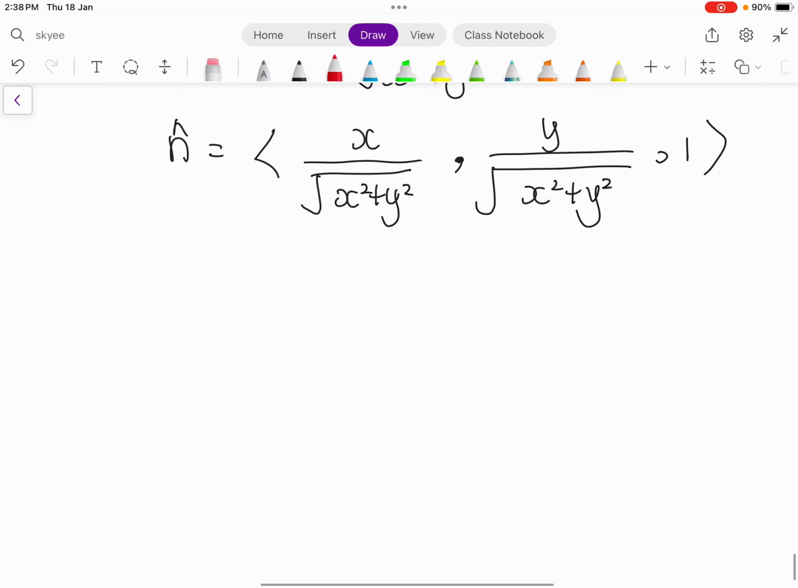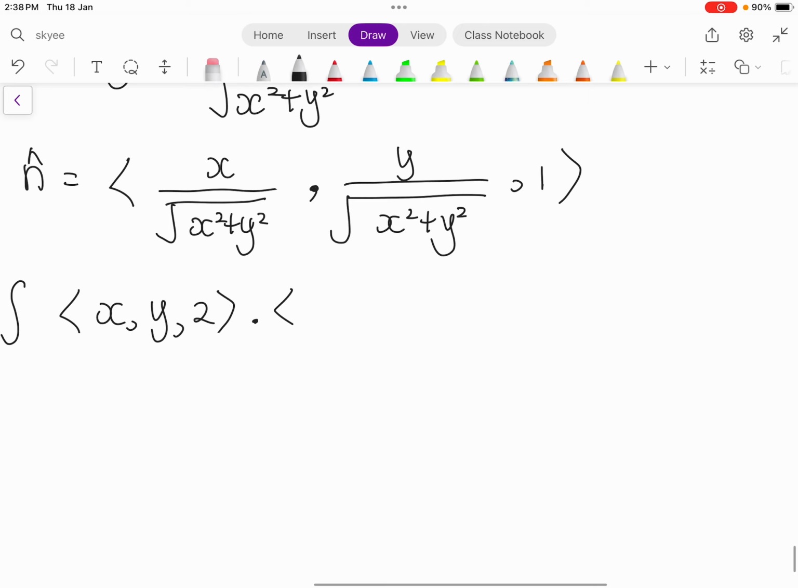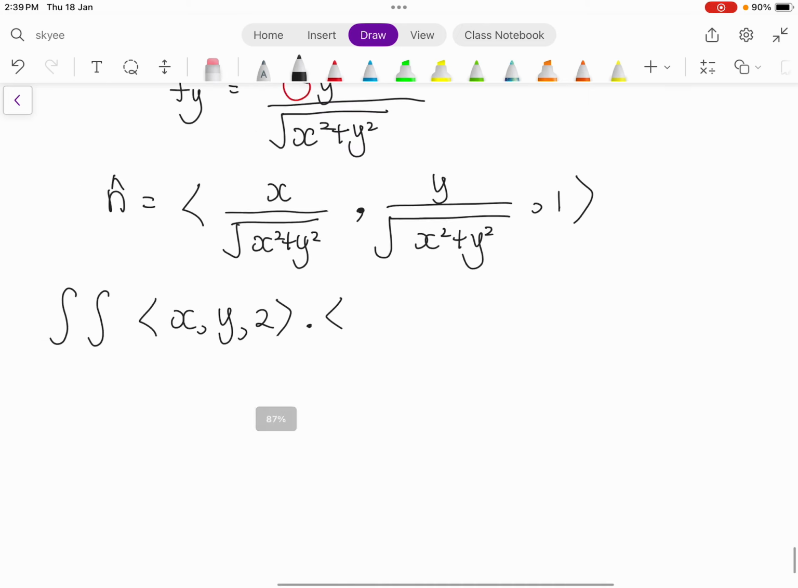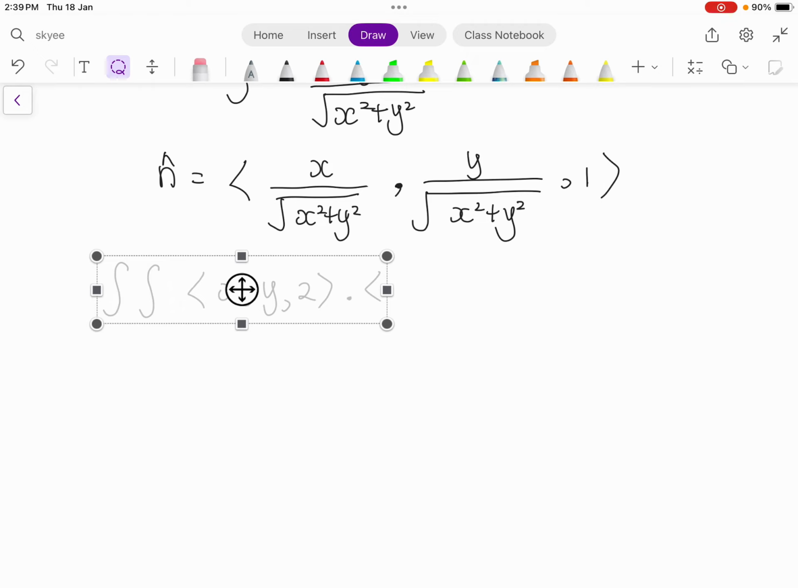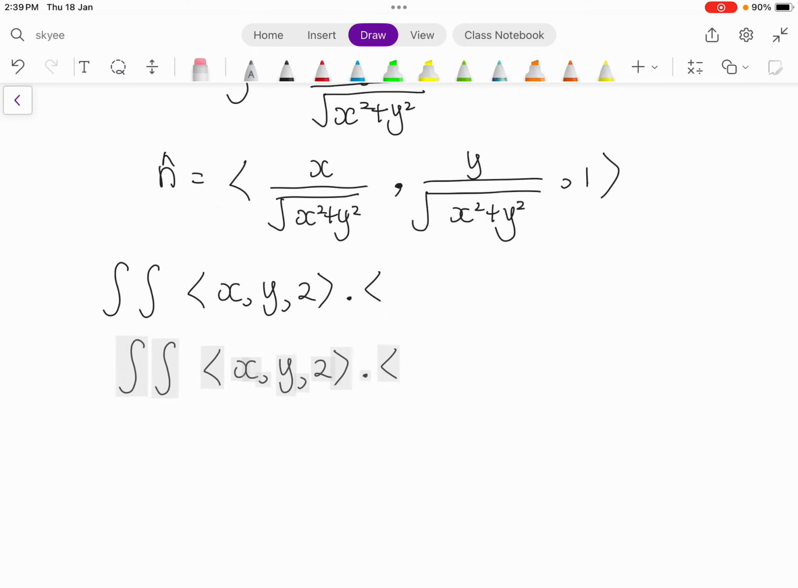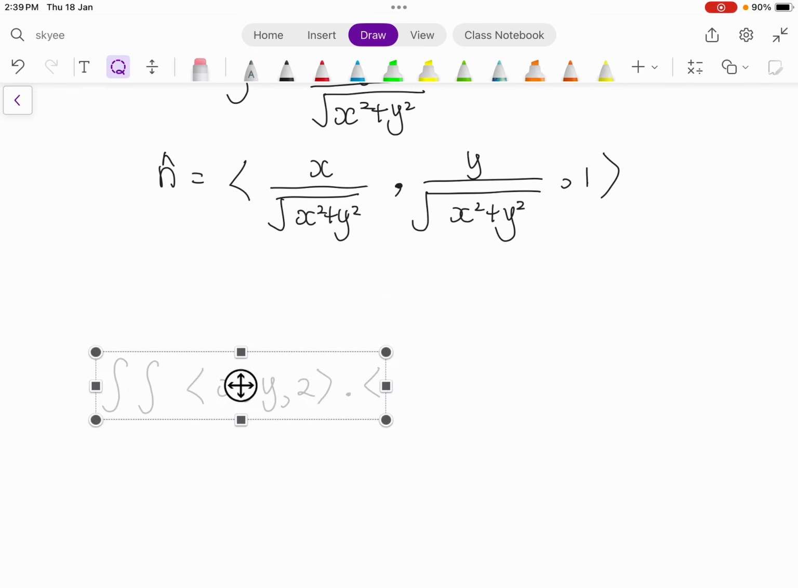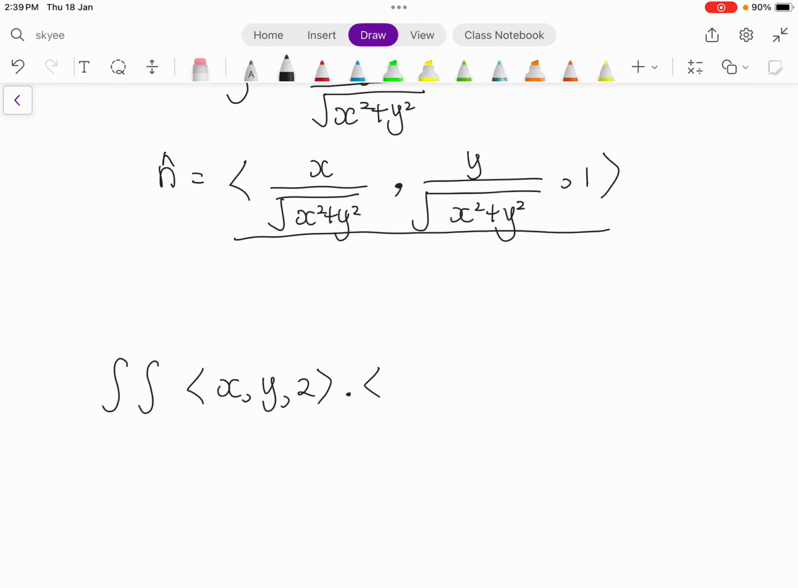So let's perform the double integral of the vector field for the surface integral. The F given is x, y, and 2, so it is dot product with this. Oh yeah, I forgot the bottom part of the n. Let me continue with the bottom part. I don't need to delete this, maybe I can move it down a bit.